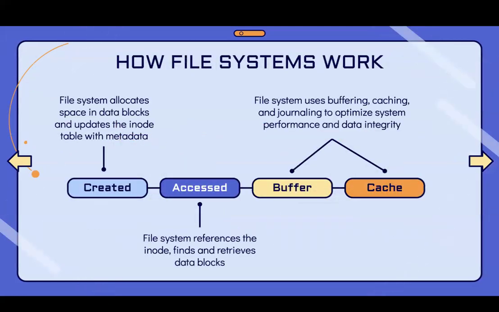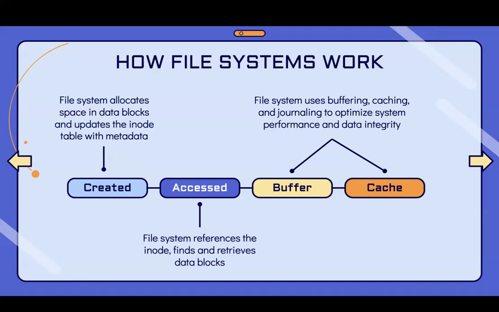How do file systems work? Let's take a look at how they work behind the scenes. So when you save a file, the file system breaks it into chunks called data blocks and stores those data blocks in available space on the disk. It then updates the inode table with information about where those blocks are located and details about each file.